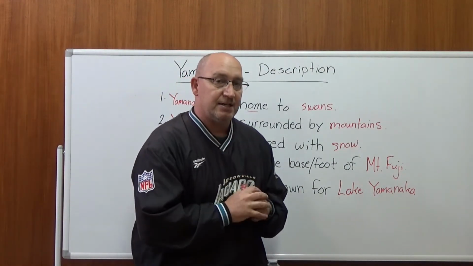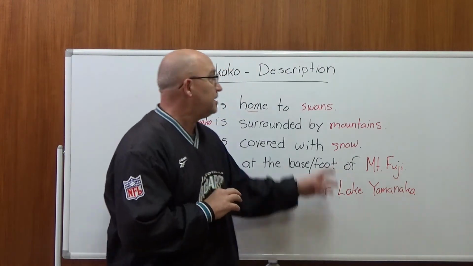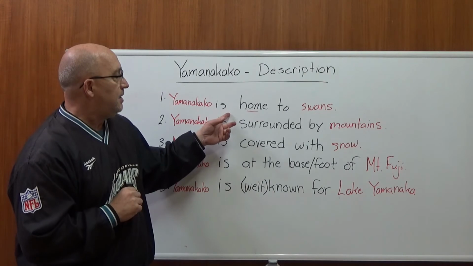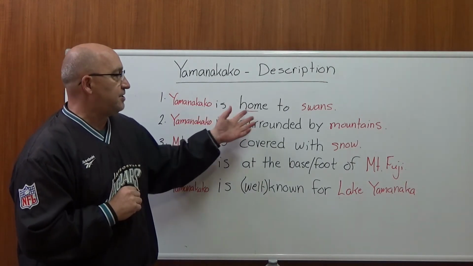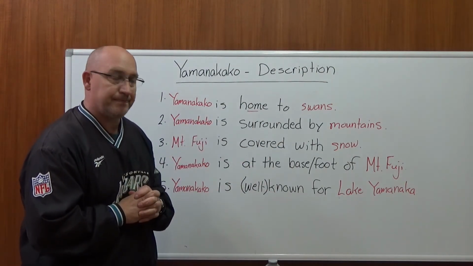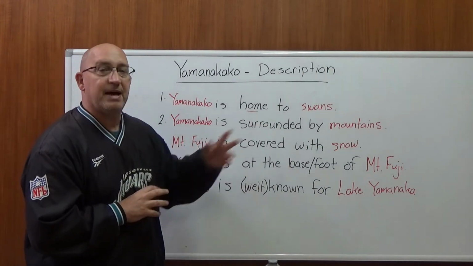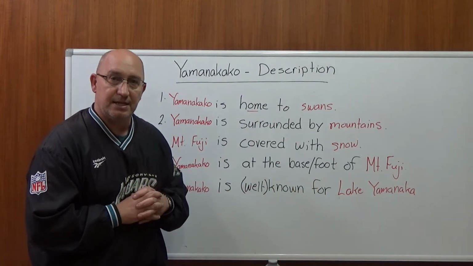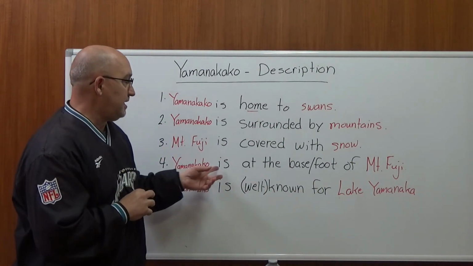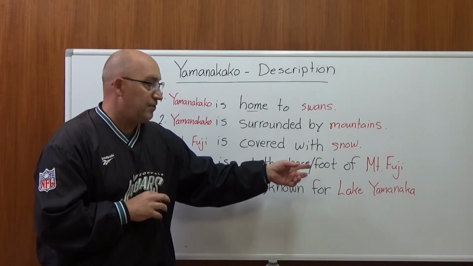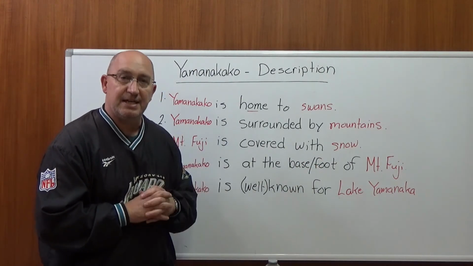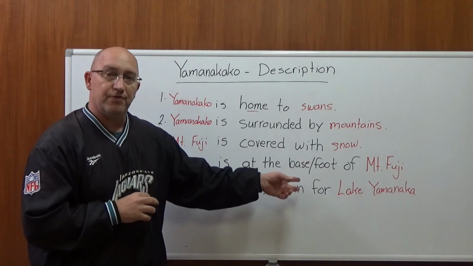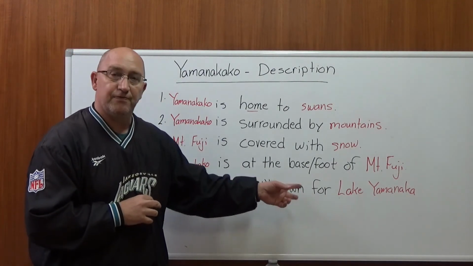But today's 5 phrases to describe Yamanakako. Number 1, A is home to B. Number 2, A is surrounded by B. Number 3, A is covered with B. A is at the base of, or at the foot of B. And our last phrase, A is known for or well known for B.